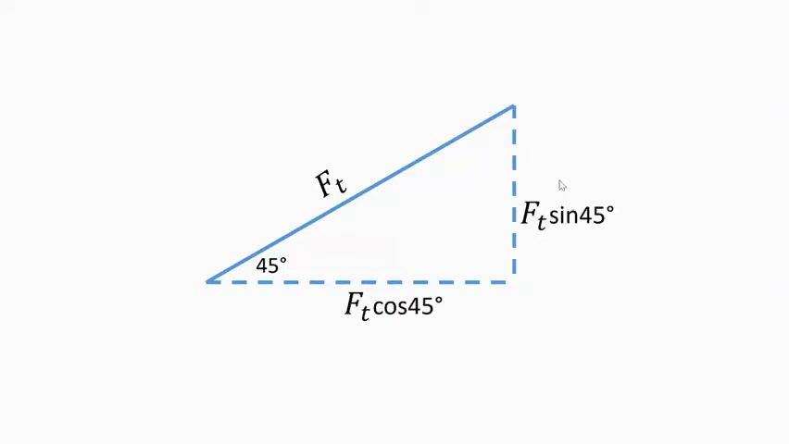And the way you do that, without going into too much trigonometry, is this side would just be Ft times cosine of 45, and you can put that in a calculator if you know a number for Ft. And then the vertical side would be Ft sine of 45.